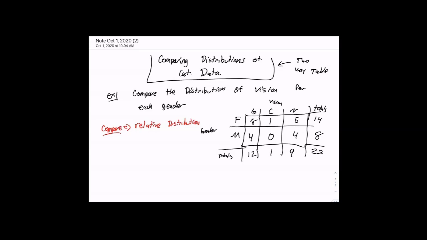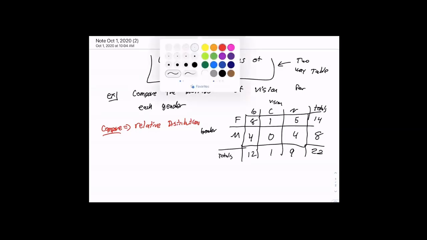So because of that, when we compare categorical data, we always use relative distributions. Remember, relative distributions means what? It's a fancy way of saying use the what? Percentages. Very good.